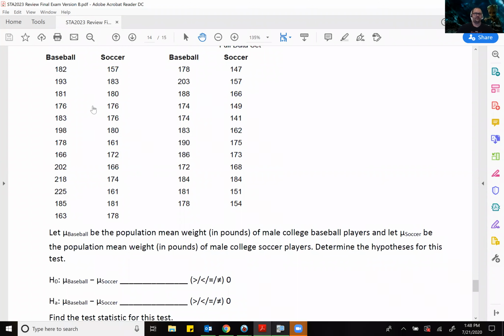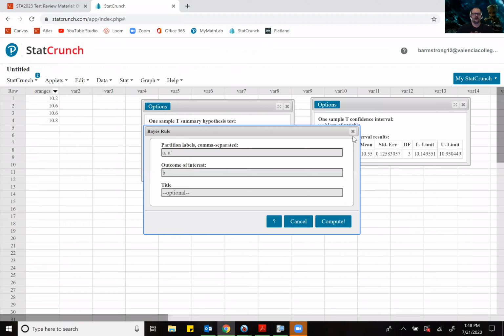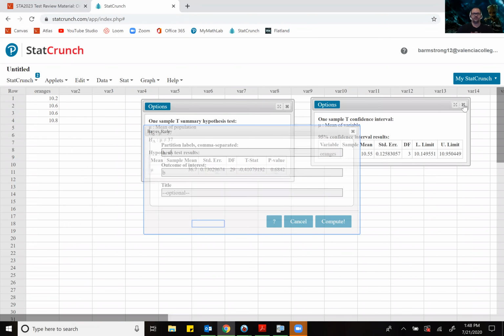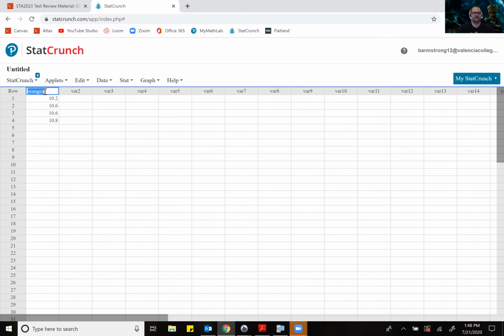So in StatCrunch, again, you'll go here. Oops, sorry, we're not doing that. Let's get rid of this information too. So here we got baseball, and over here we got soccer.